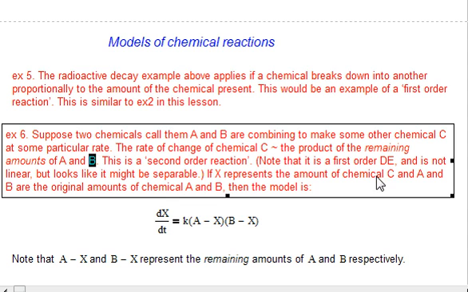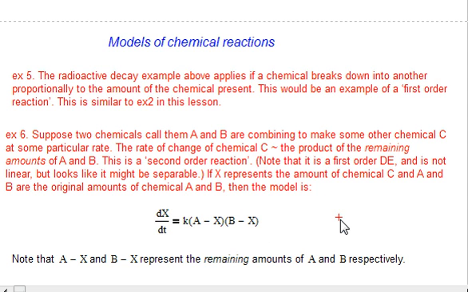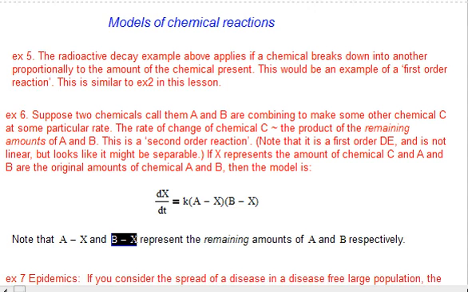Anyway, if X represents the amount of chemical C, and A and B are the original amounts of chemical A and B, then the model looks like this. The change in chemical C with respect to time is proportional to the amount of chemical A that's left, that's A minus the amount that's been changed to chemical C, times the amount of chemical B that hasn't yet been changed into chemical C. So A minus X and B minus X are representing the remaining amounts of A and B respectively.